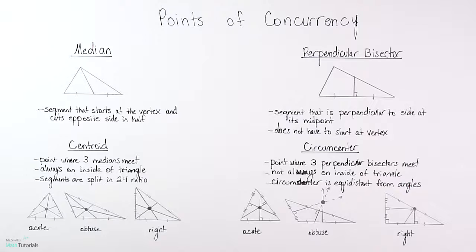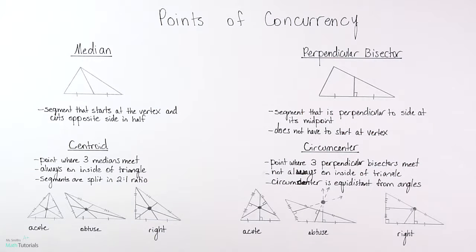I'm Miss Smith. In this video, we're going to be talking about points of concurrency, and within that, as we go through the points of concurrency, it's important to talk about the segments that create the points of concurrency. So we're going to tackle both at the same time. Always on the top are going to be the segments that create the points of concurrency, and on the bottom, underlined, is going to be the actual points of concurrency.